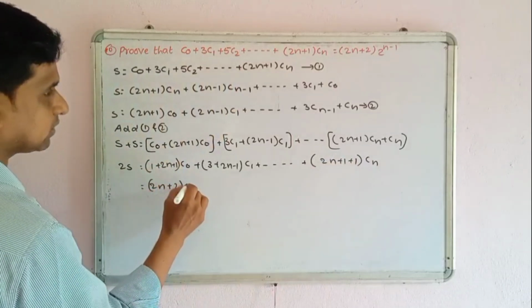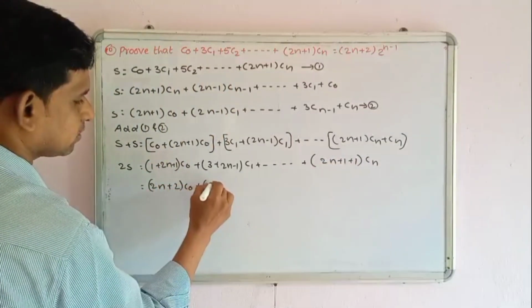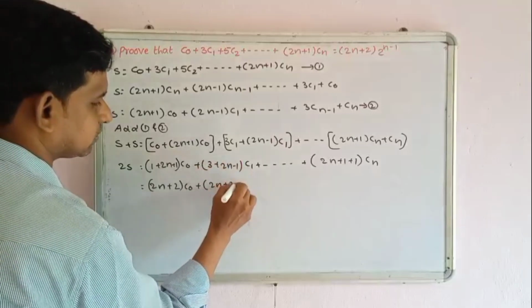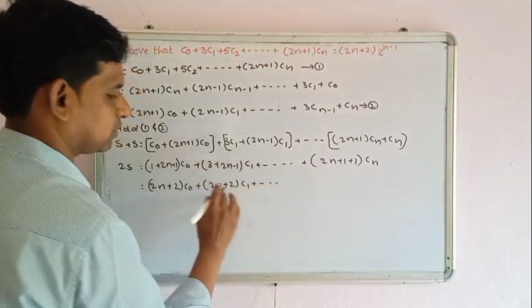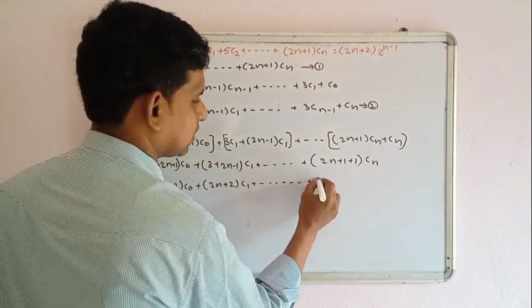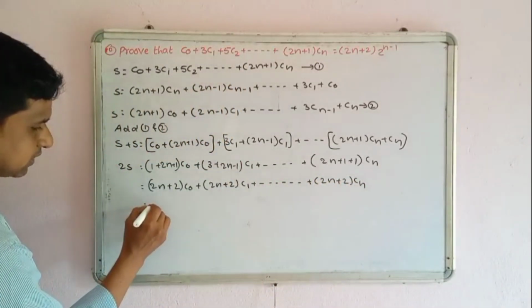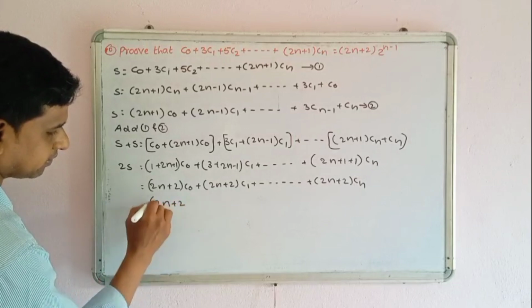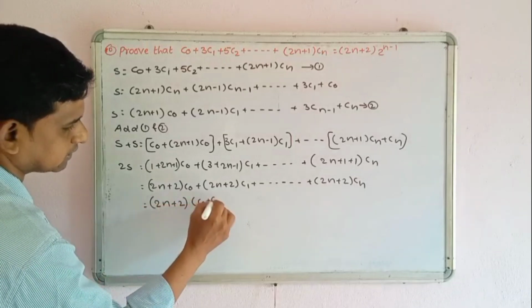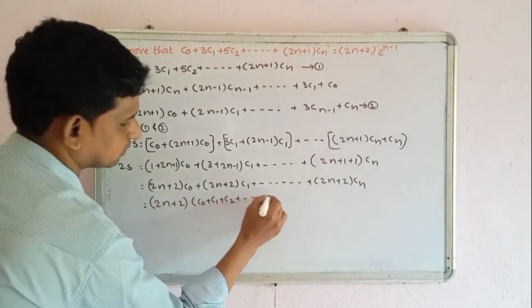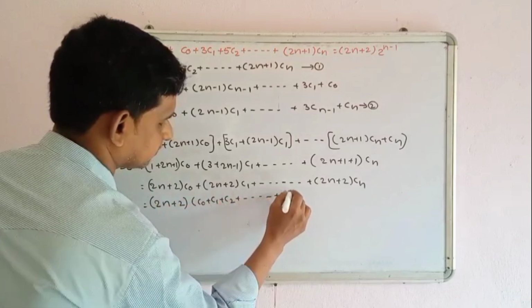So 1 plus 1 is 2: 2n plus 2 into C0. 3 minus 1 is 2: 2n plus 2 into C1. So on, 2n plus 2 into Cn. 2n plus 2 is the common term. So C0 plus C1 plus C2 plus so on Cn.